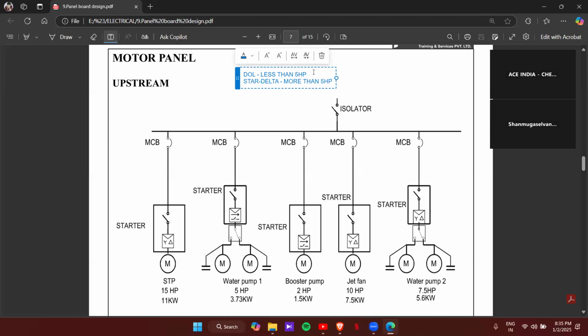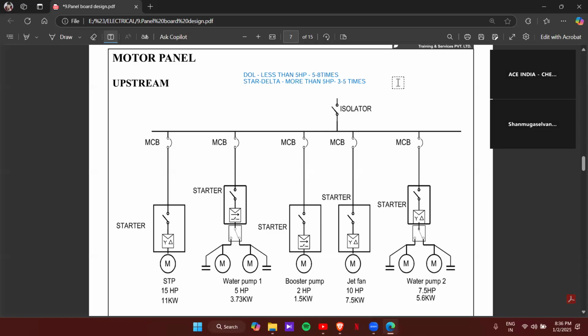And in a DOL starter, the starting current will be around 5 to 8 times. And in star delta, it will be around 3 to 5 times. So what it is basically doing is, in star delta it will limit the starting current. In DOL, it will not limit. DOL is used in small capacity motors so that they start at full capacity, so the initial torque will be higher for DOL starter motors.